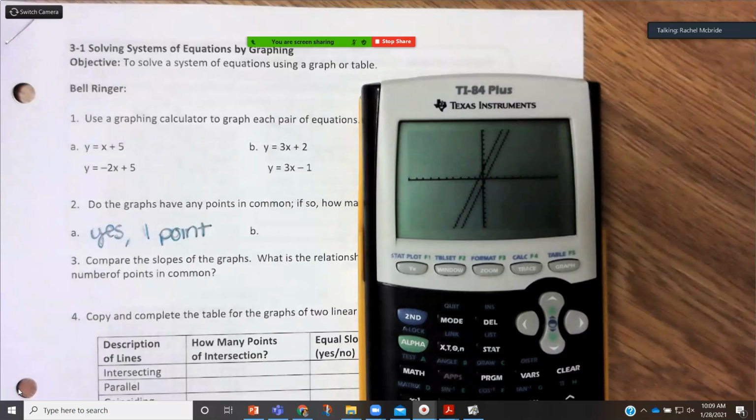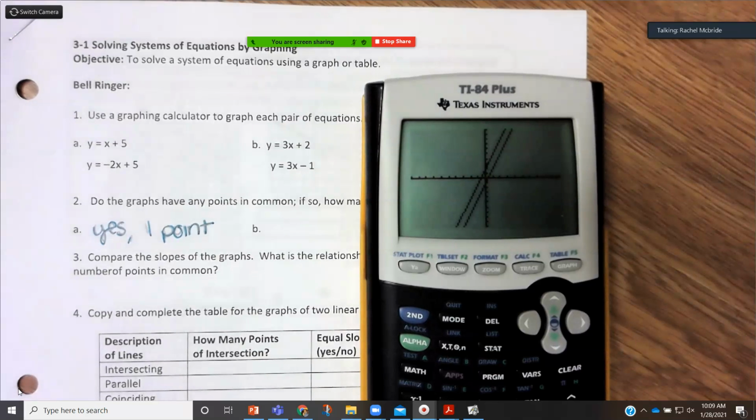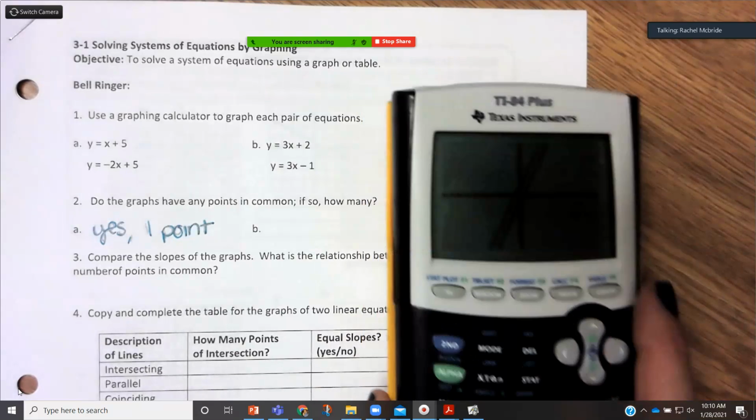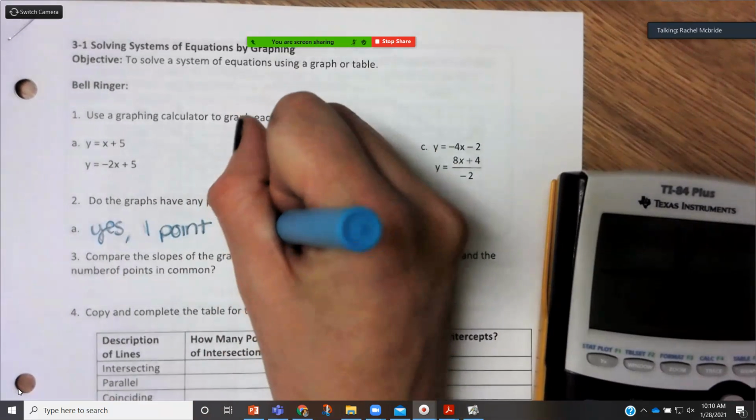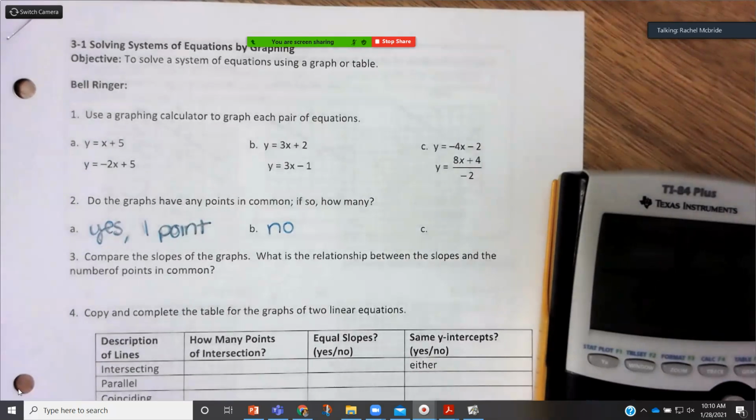And what do you notice about your equations this time? They're parallel. So the graphs of the equations in this example are parallel. So do these graphs have anything in common? Do they intersect at all? No, they're parallel. So parallel lines do not intersect. So for part 2, where it says, do the graphs have any points in common? The answer is no, none.